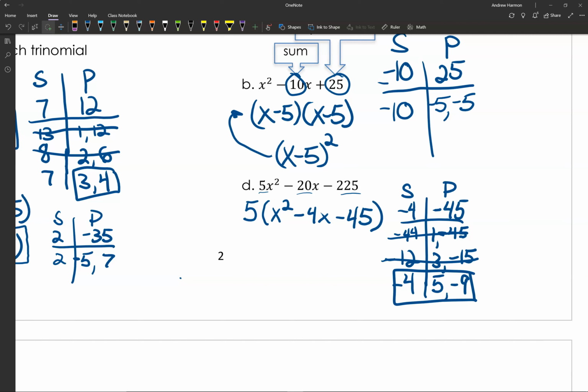Now from here, all we have to do is write that down. So bring down that 5. And then this x squared minus 4x minus 45 becomes x plus 5 times x minus 9. And that is our solution.